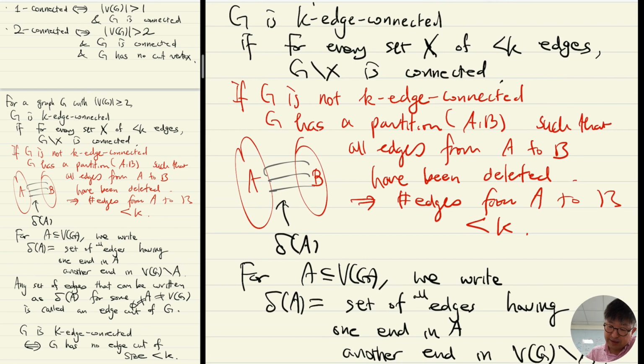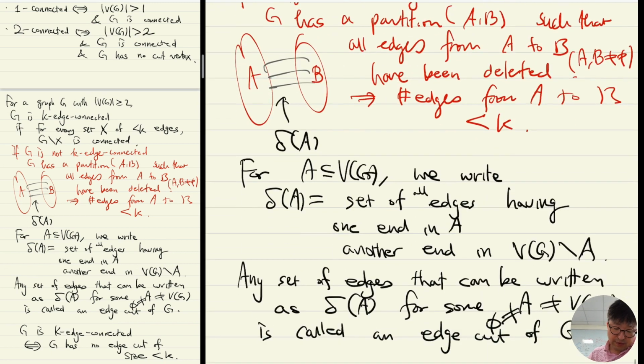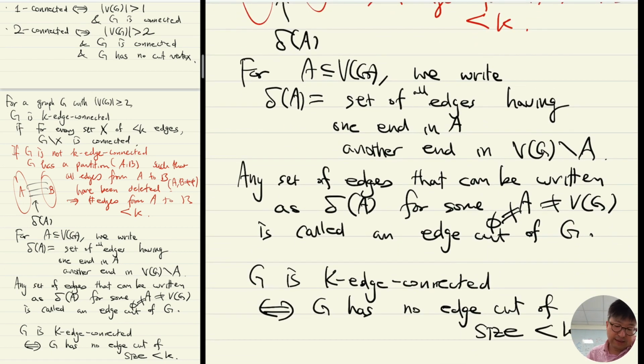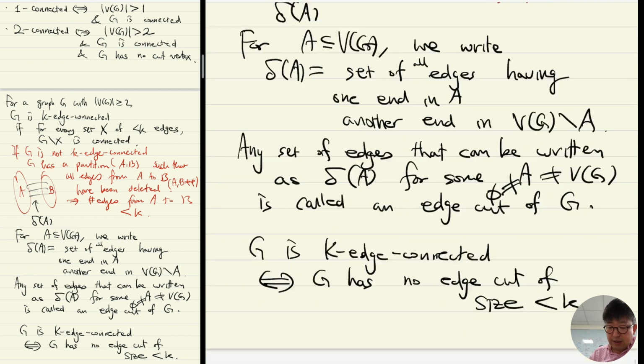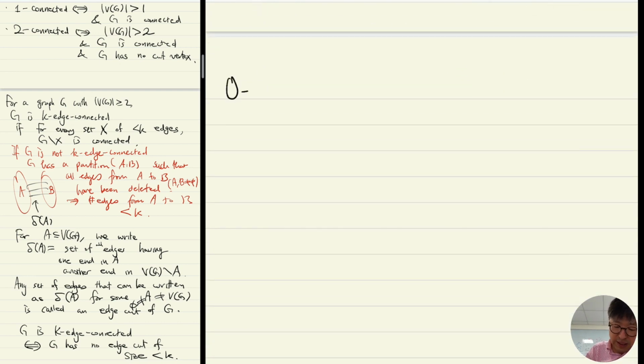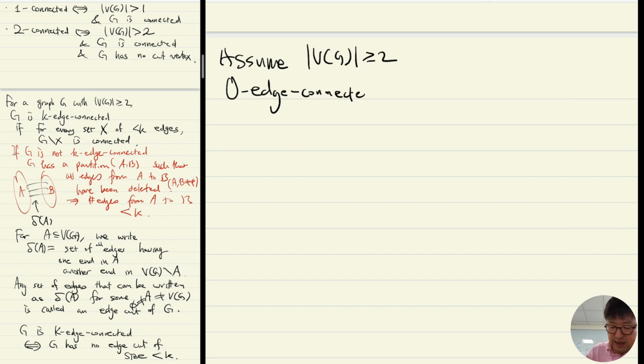Okay, here I should say A, B are non-empty. All right, so that's k edge connected graphs. So let's see the examples. So 0 edge connected. Let's assume that the number of vertices is at least two. What is 0 edge connected? Then you don't delete any edges, the graph stays connected, so that means G is connected.